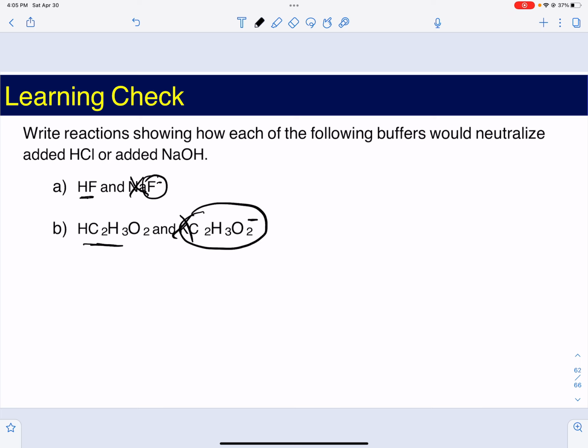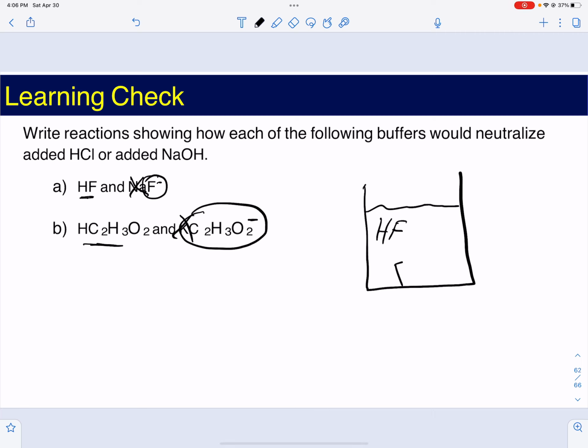So this is the way it works. I'm going to show you how it works, and then we're going to do the reaction. If I have a beaker that contains a solution of HF and F negative, this is an aqueous solution. So the HF is actually reacting with water, producing hydronium and F negative, and the F negative is actually reacting with water, producing hydroxide and HF. You see how we ended up with the equilibrium expression.